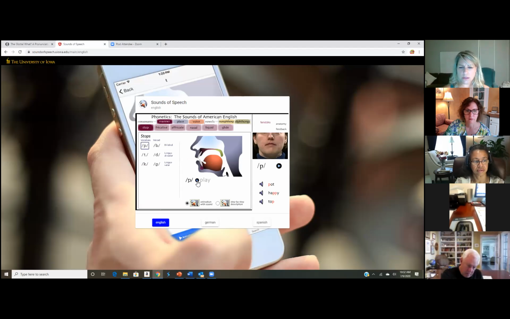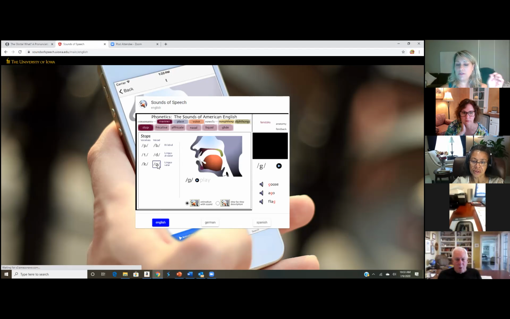I'm not sure if you can hear what's on my computer, but when you play it, it literally shows you what's happening in your mouth. So here's the peep. And they can hear the sound, they can see what's happening in the mouth, they can see the tongue moving. So it's just a really beautiful, beautiful tool to use with your students. They can see what's happening, okay? Love it, I love it.